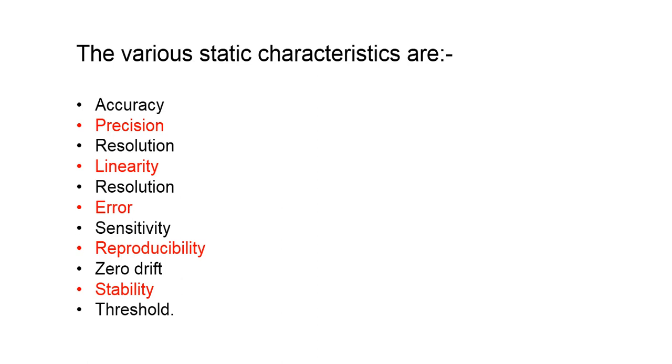Now there are different types of static characteristics. These are accuracy, precision, resolution, linearity, error, sensitivity, reproducibility, zero drift, stability and threshold. Now let's look at these various static characteristics one by one.